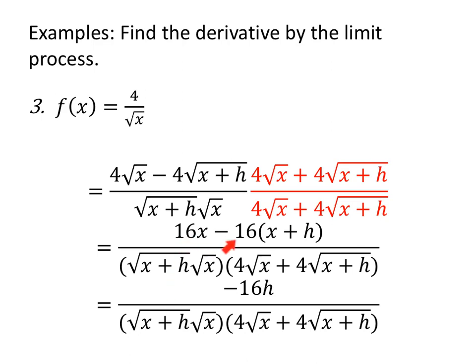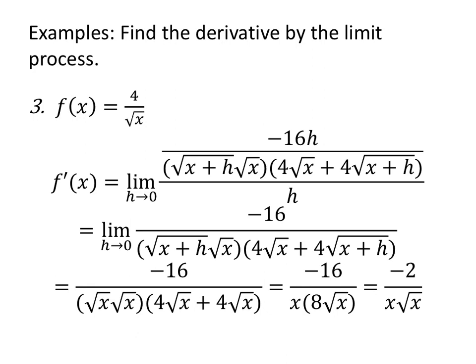16x in the numerator minus 16x cancels out. A negative 16h is all that remains. How does this help us? Let's see. A negative 16h over my ugly denominator, all divided by h. Oh, look at that. The h's cancel. So I'll have negative 16 over ugly denominator. That's what I'm going to call it officially.